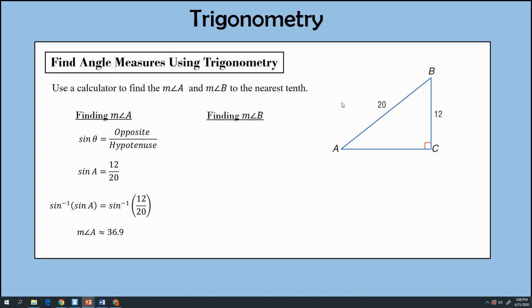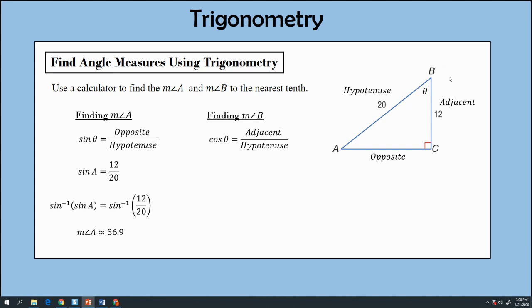We're going to go from angle B now. That's my theta, so I have to rename my sides. There's the hypotenuse. AC is opposite and BC is now adjacent. So to find angle B, I have to use a trig ratio that uses adjacent and hypotenuse. That would be cosine, adjacent over hypotenuse.